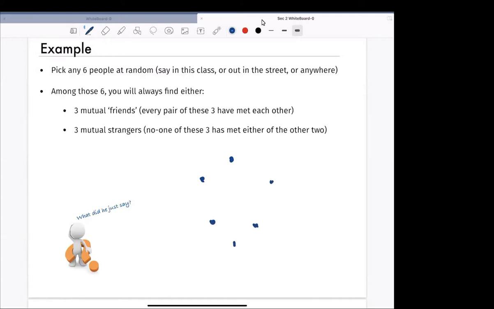Okay, and here's the claim I'm about to make: you will always find among these 6 people 3 mutual friends, or 3 mutual strangers, one of the 2 or both.